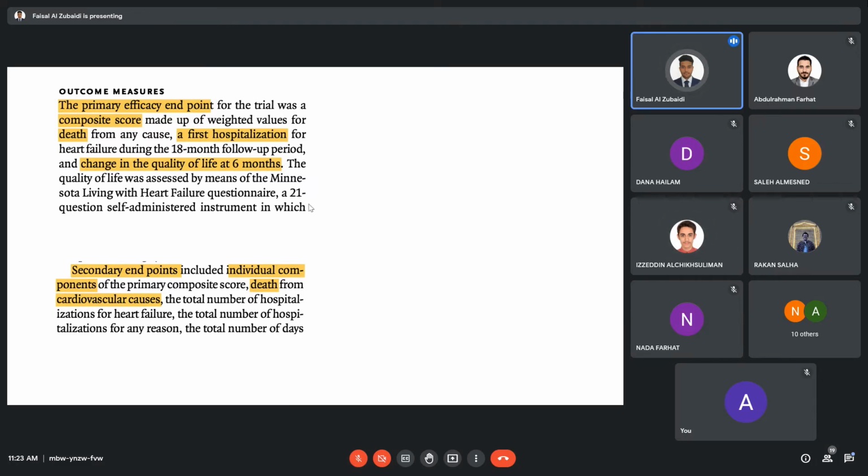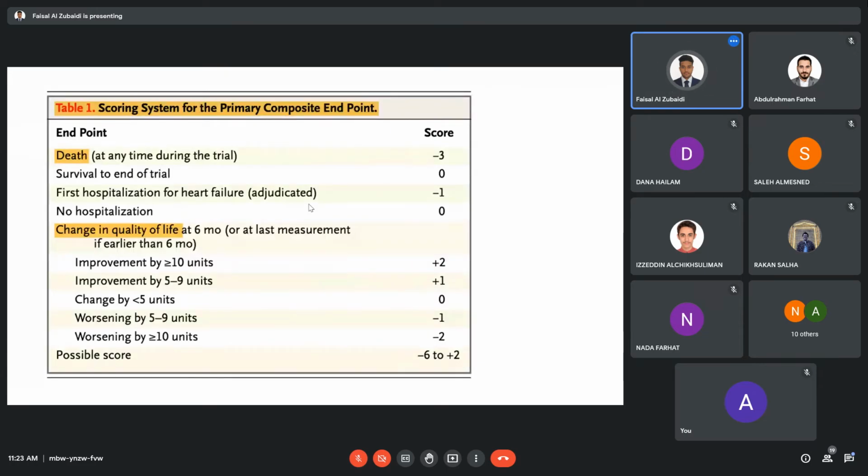So in here we can see in the table for the primary endpoint they followed the death, and if the patient died they would score him with -3, and if the patient survived to the end of the trial they would score him 0, and so on and so forth. So we have mainly two things: the death and the quality of life. What do you think the advantages and the disadvantages of each of those two? Let's start with death. Why do you think this is a strong point to be followed? And what do you think if there are any disadvantages?